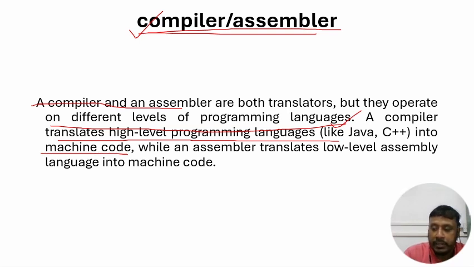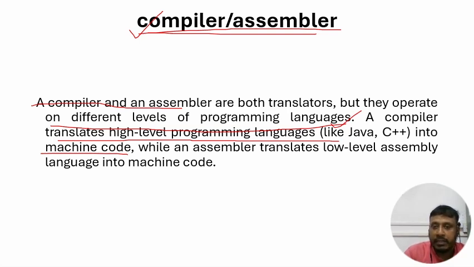Another feature is the translation time. This is the difference between compiler and assembler. In a compiler, the entire program is translated before execution. If we go to speed, it is faster during execution but slower during compilation. Examples of compilers are the GCC compiler, Javac or Turbo C. These are the different types of compiler.